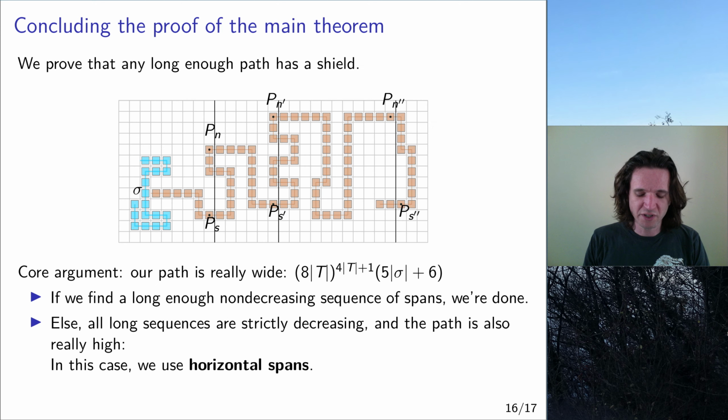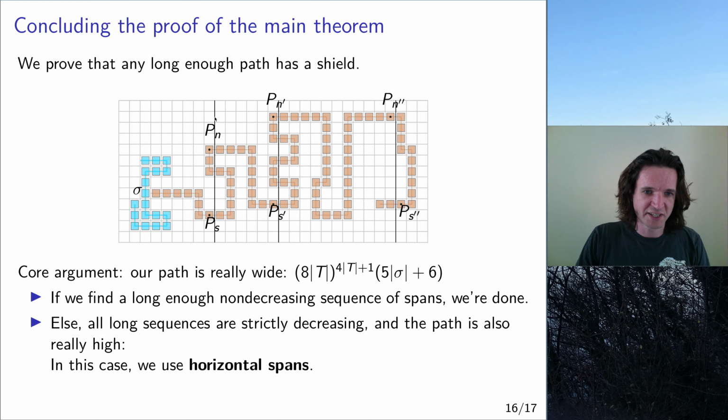We then use this lemma to show our main theorem by adding just one extra ingredient called spans. So a span is actually a pair of glues on a column. So we look at glue columns shown here as vertical lines, and a span is the pair of the lowest glue placed by p on this column and the highest glue placed by p on this column.